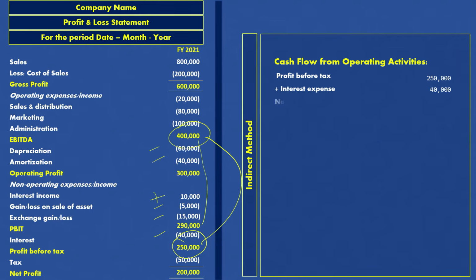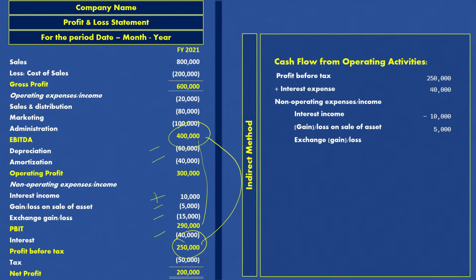So we added back interest, and then let us reverse the non-operating expenses and income as well that you can see here. So first of all, we have interest income that was positive in our P&L, so we are deducting it now. And then we have gain or loss on sale of asset, that is 5,000. Then we have exchange gain or loss, that is 15,000. So both of these were losses, so they were negative in P&L, but we have added them back now. And then after that, let us reverse these values as well, that is depreciation and amortization.